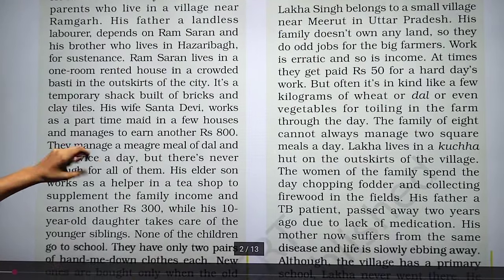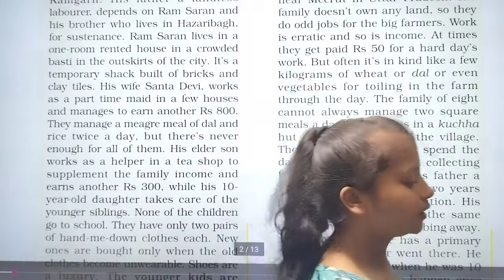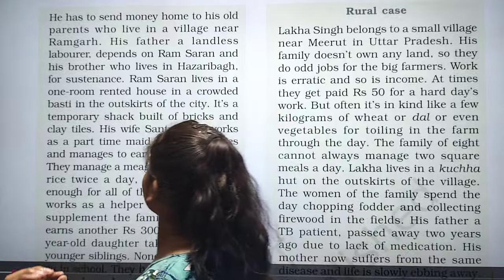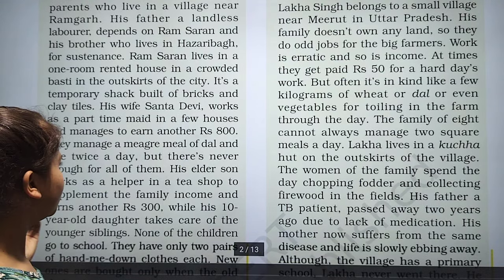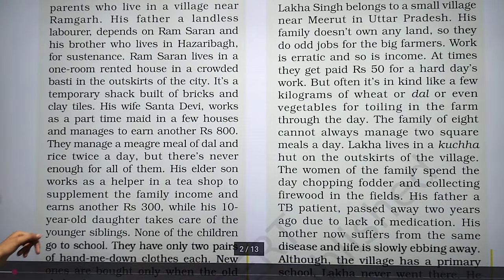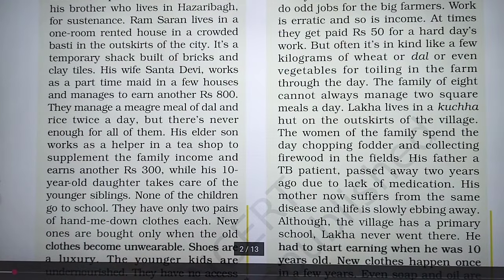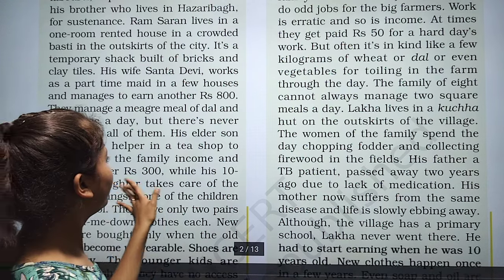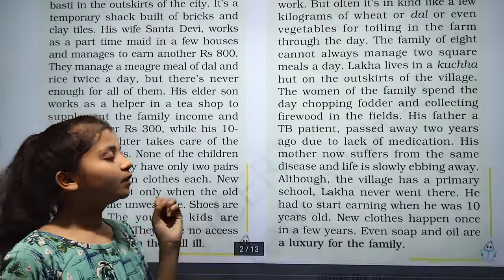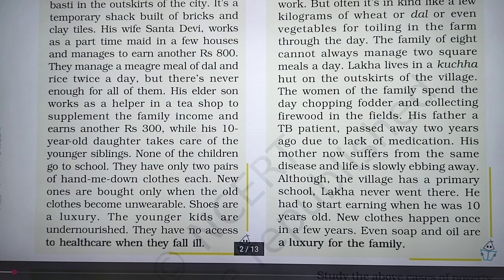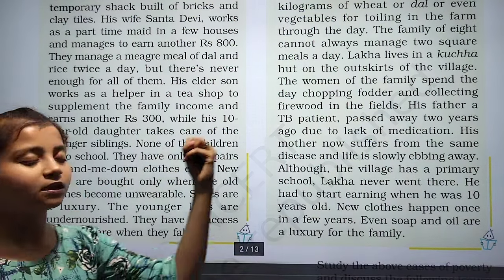They manage a meagre meal of dal and rice twice a day. Obviously they have more burden, but they are earning very low wages. They have only two meals a day, but there is never enough for all of them. His elder son works as a helper in a tea shop to supplement the family income, and earns another ₹300.